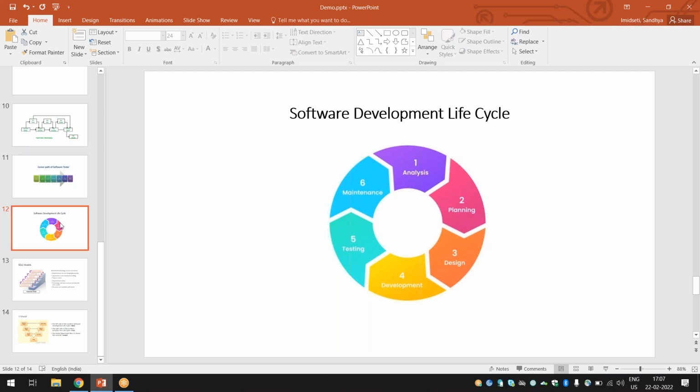If you can see, first of all, analysis. The first phase is requirement analysis, the second phase is planning, the third phase is design, the fourth phase is development, the fifth phase is testing, and the sixth phase is maintenance. So all these six phases or activities are involved in implementing one software. An SDLC model demonstrates how all development activities will be carried out for implementing a software.